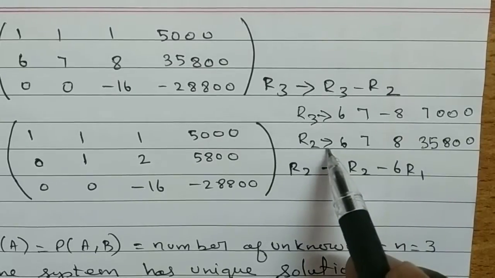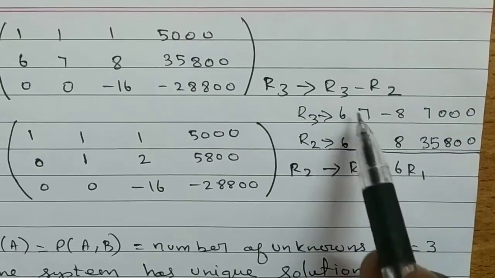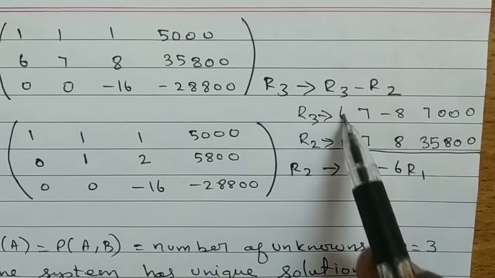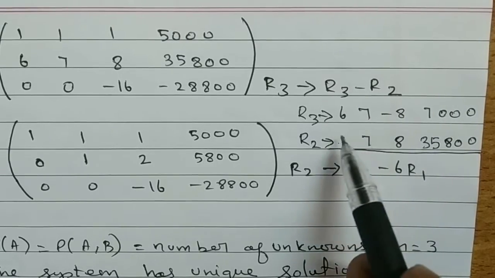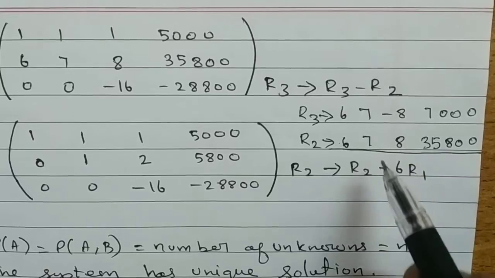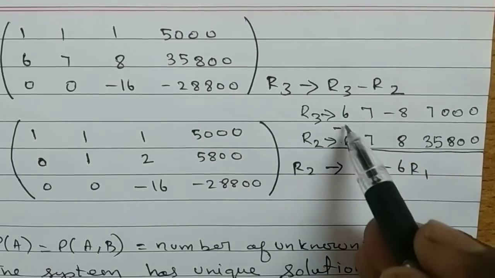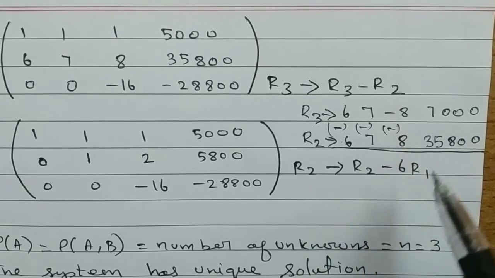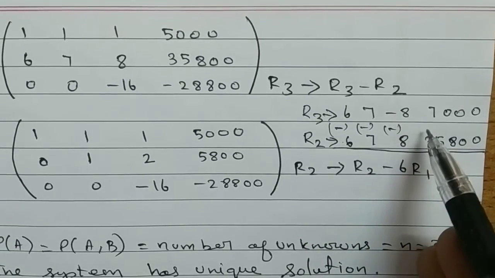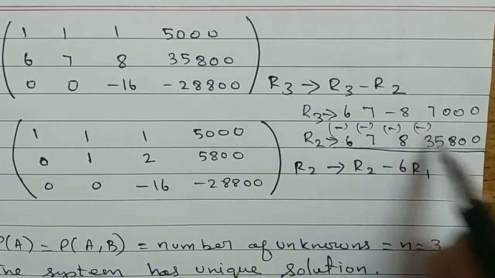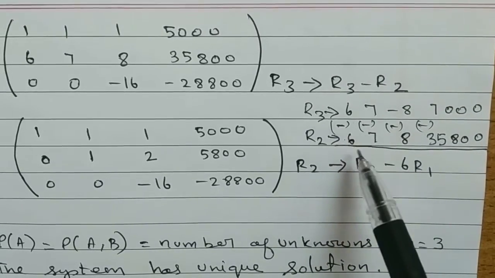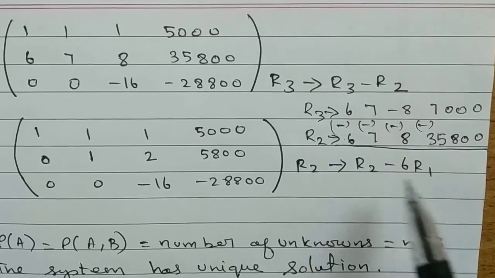35,800. Next one, find out the minus. Here 6 plus 6, 12. So change of sign. Change of sign means here minus. Here plus means minus. Here plus, change of sign is minus. So finally we get 7 minus 6 minus 6, 0.